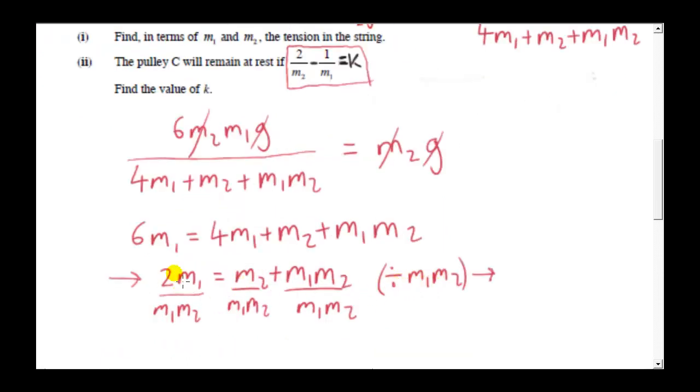Okay, we choose m1, m2 because we just want to have numbers on top, just like we have here. So we just get a 2 on top here. We get 2 over m2, as we see here. And this fraction is 1, so you can see what we get. We get 2 over m2 equals 1 over m1 plus 1, or 2 over m2 minus 1 over m1 equals 1. So the pulley C will remain at rest if this quantity here is equal to 1. So that number k must be 1.